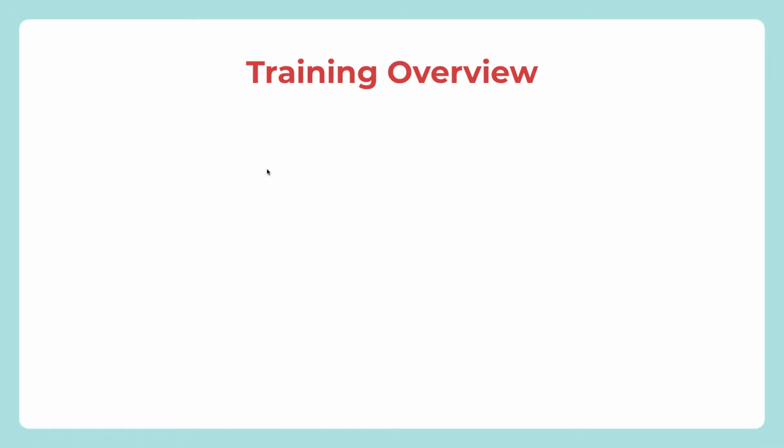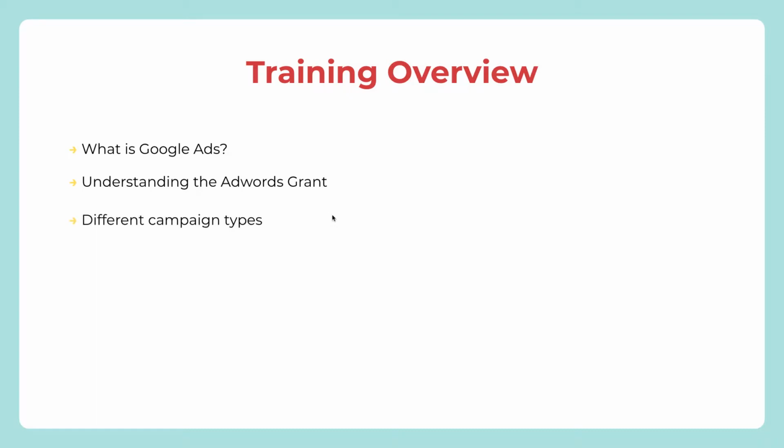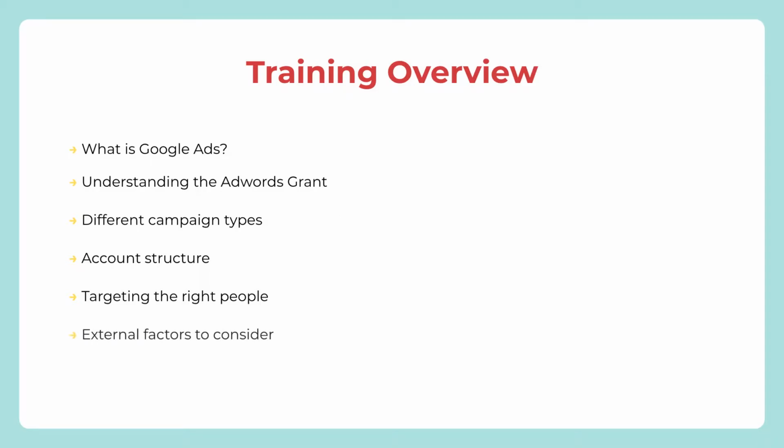In this training, we're going to cover the following. What is AdWords? How does the grant work and what restrictions do you need to be aware of? The different campaign types. The best practice for creating your account structure. How to target the right people. And what external factors need to be considered.